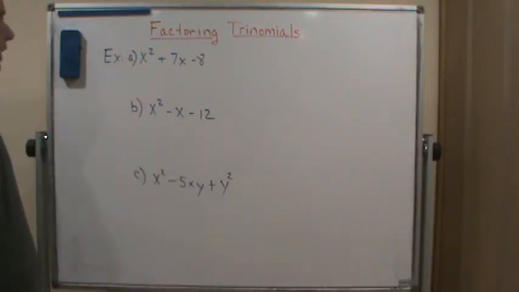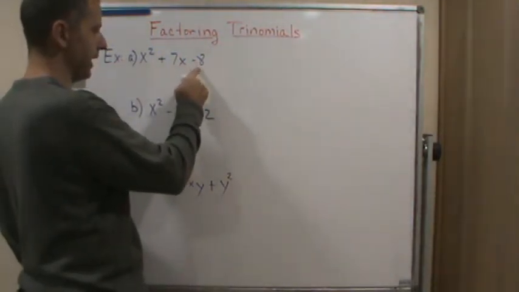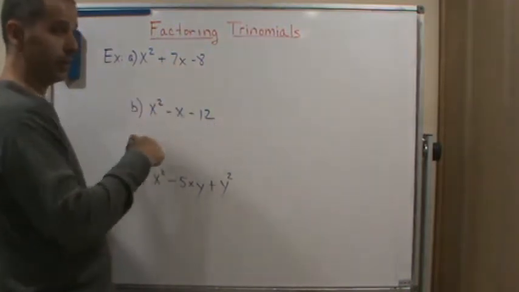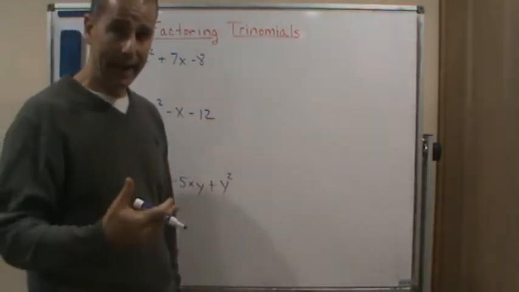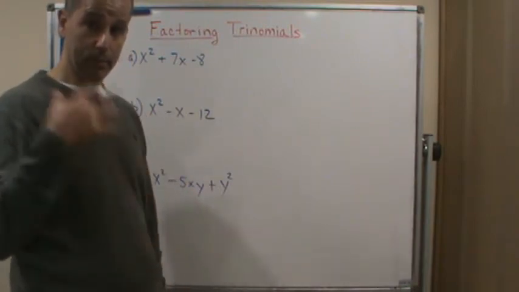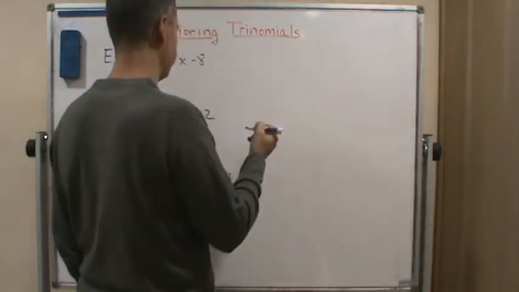So let's look at this one. Again, we want to find two factors of -8 that when added together give us 7. Now here's the thing. We may have to go through some factors, okay? It might not come to us. And sometimes we may have to list out all the different possible factors.